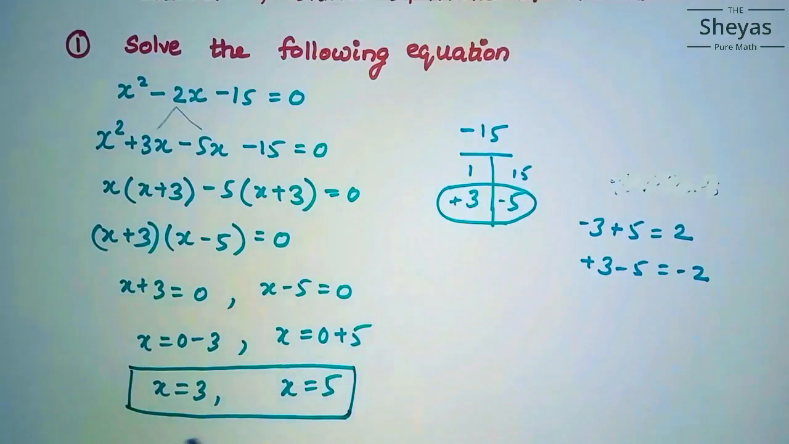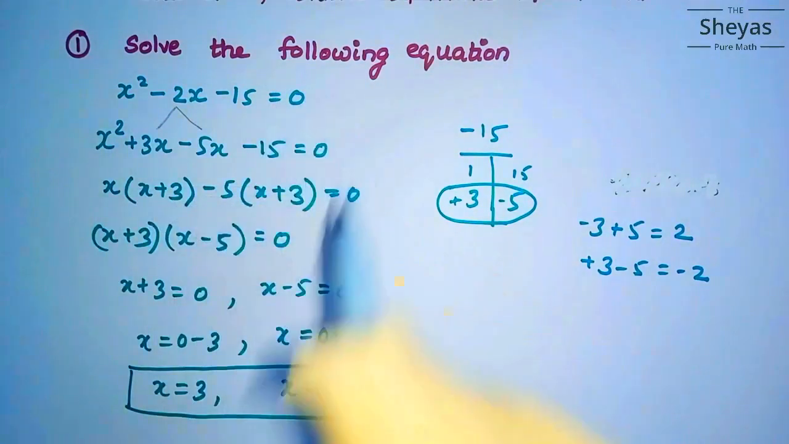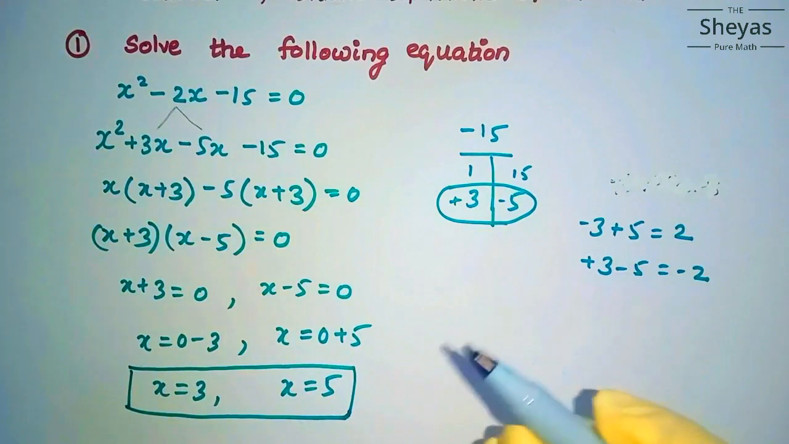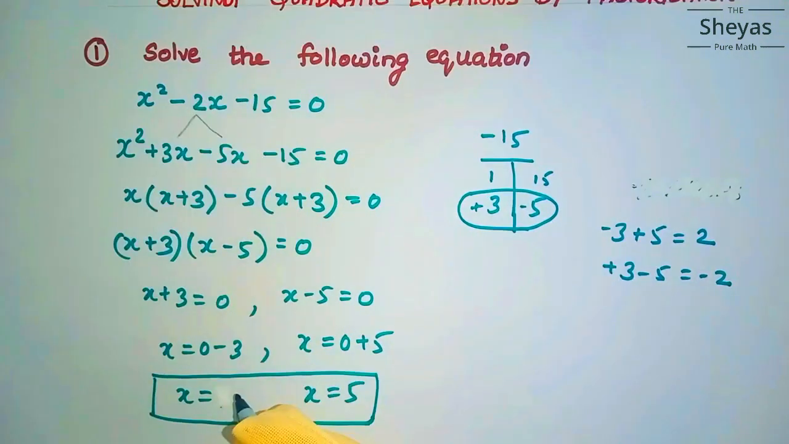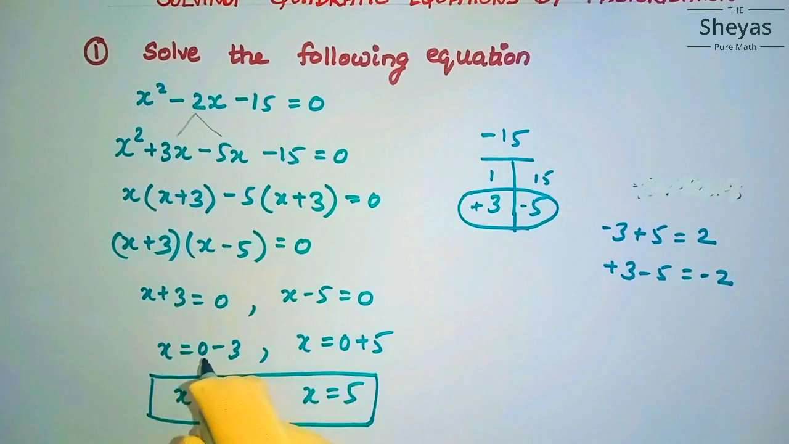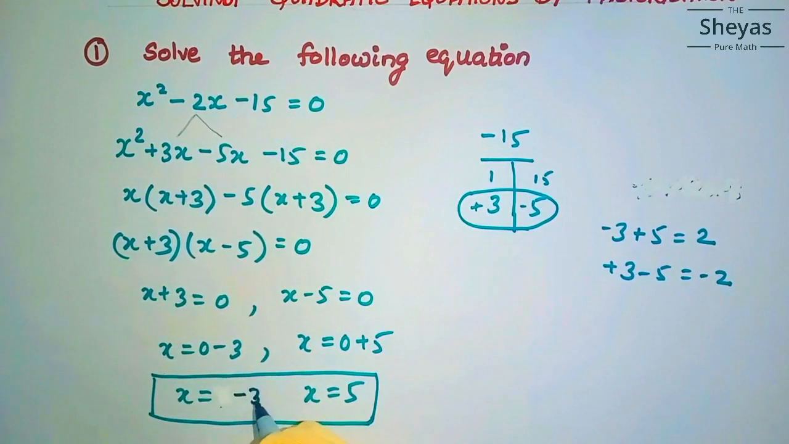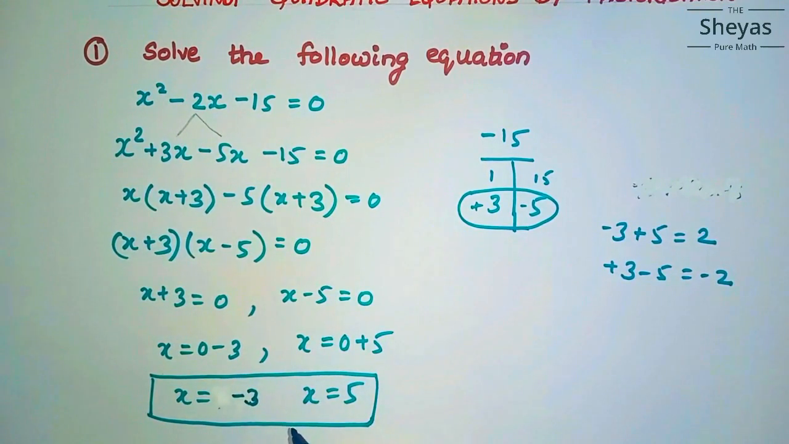These are the required solutions of this quadratic equation: x is equal to 3 and x is equal to 5. Now let us solve the next problem. Sorry, there is a mistake here. x is equal to 0 minus 3 is minus 3. Okay, minus 3.